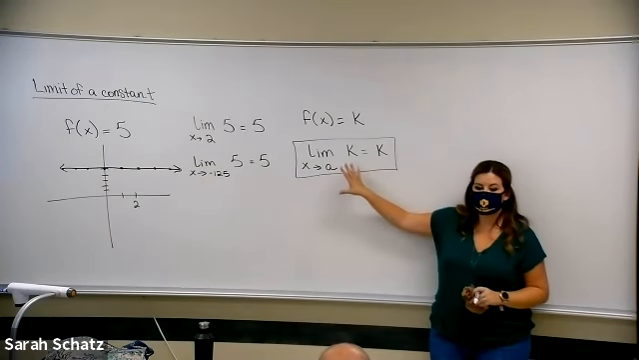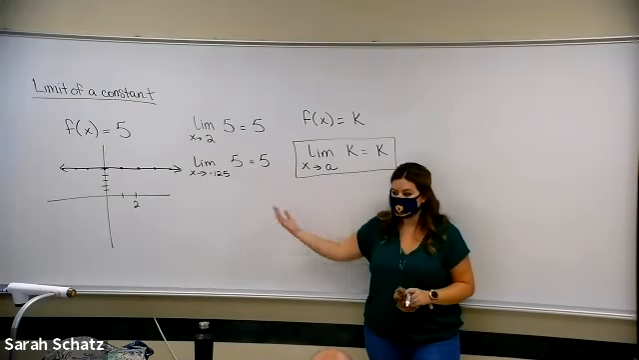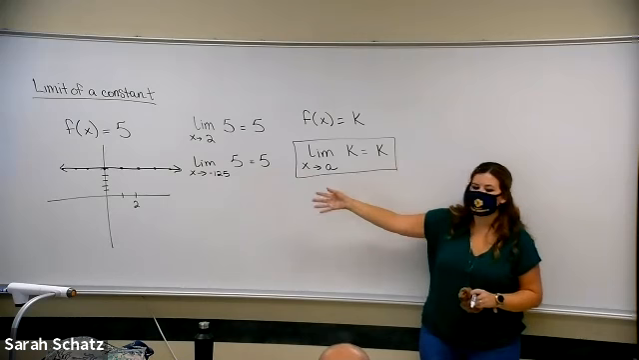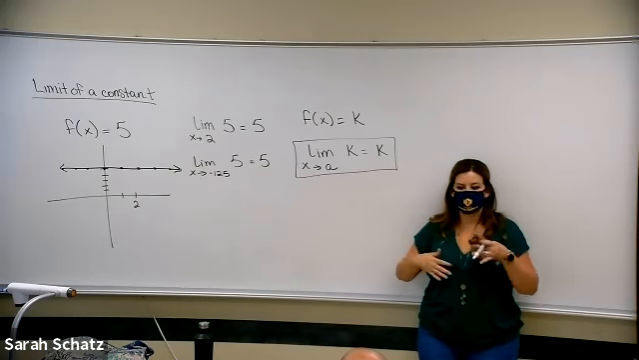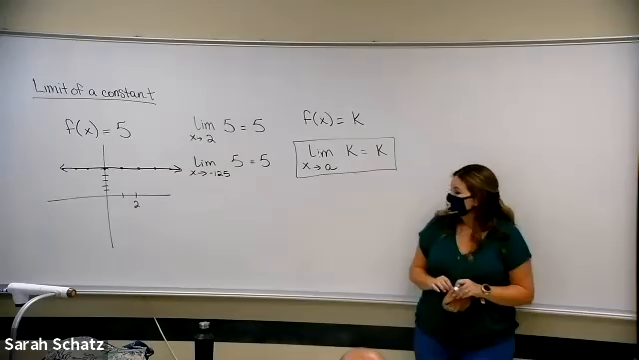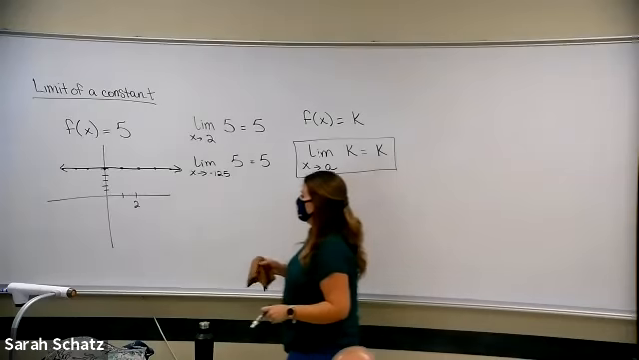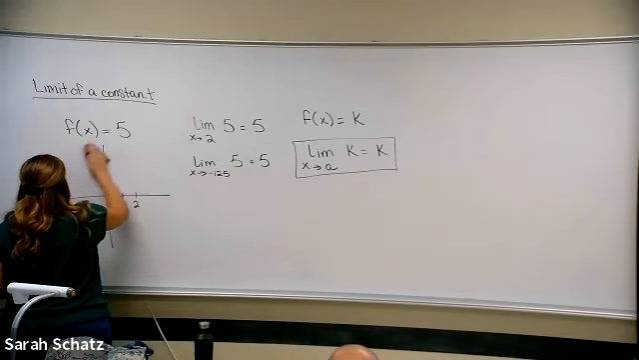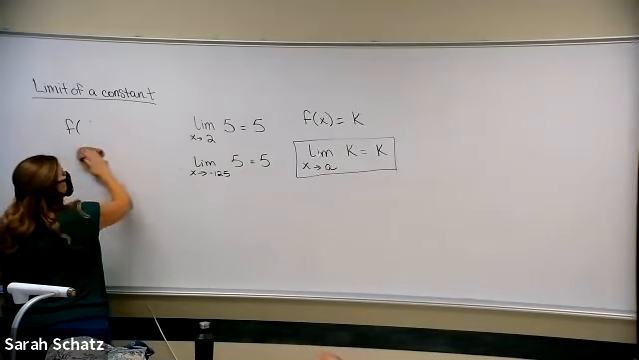Whether this makes sense to you or you like seeing it in a hard example, either way is fine. This way just says it doesn't have to be 5. It doesn't have to approach 2. It can approach anything and be anything. So the limit of a constant is itself. So that makes sense intuitively.